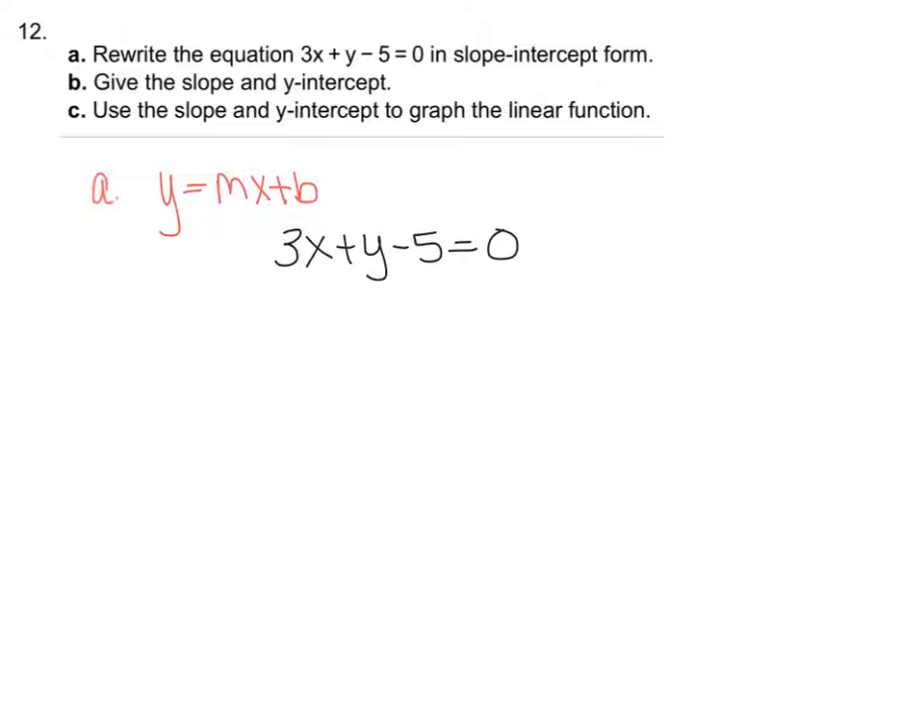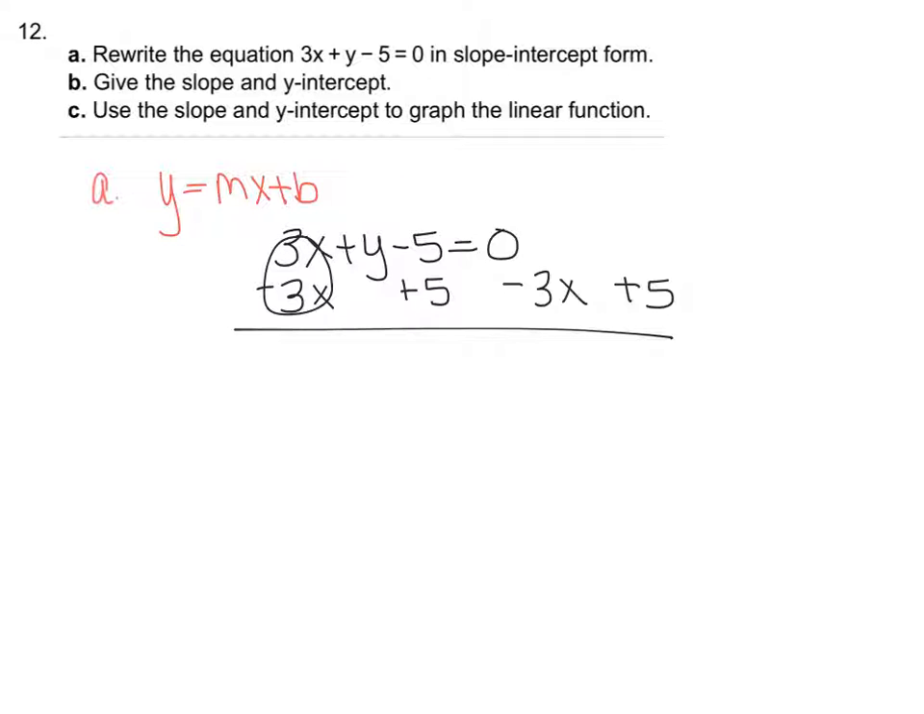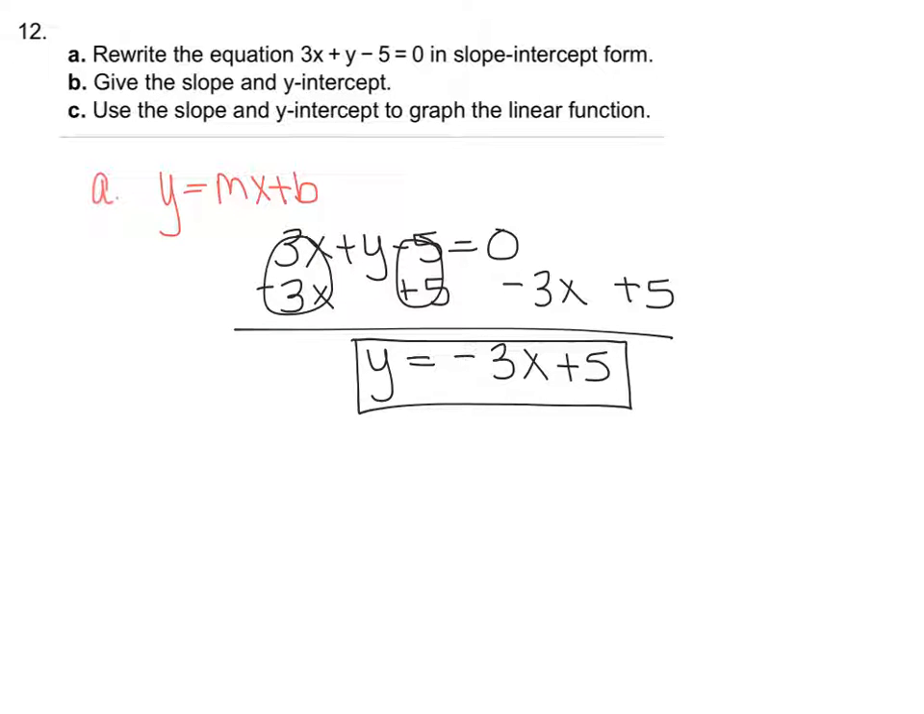So in order to keep the y on the left side, I'm going to add 5 to both sides and subtract 3x from both sides. If I do that, the 3x's cancel on the left, the 5's also cancel on the left, and I have y equals negative 3x plus 5. Now my equation is in slope-intercept form.